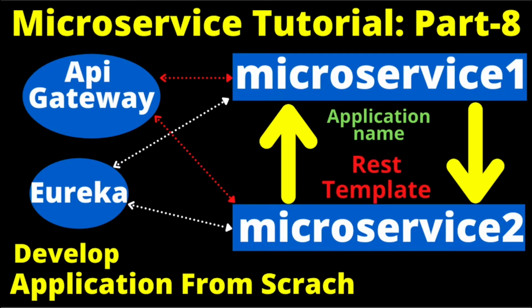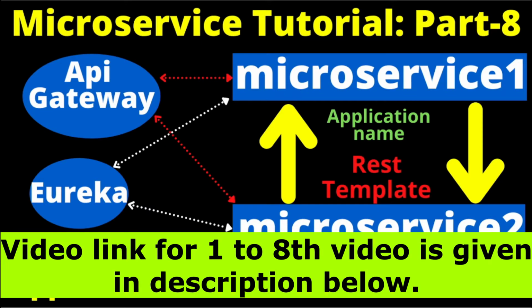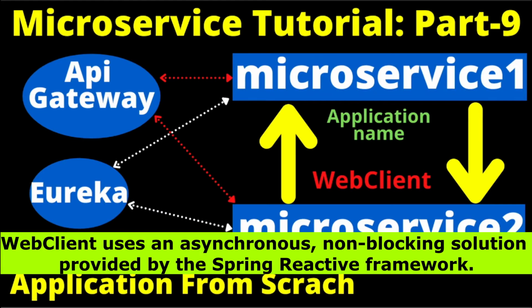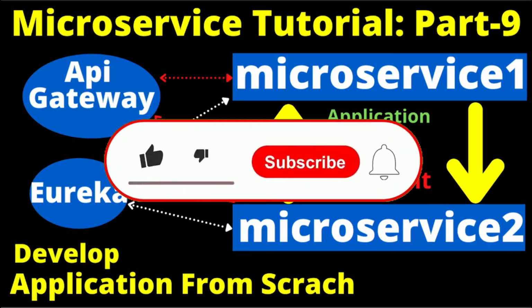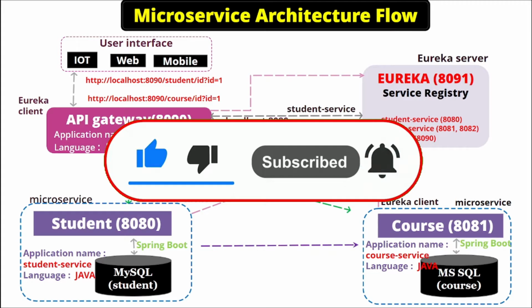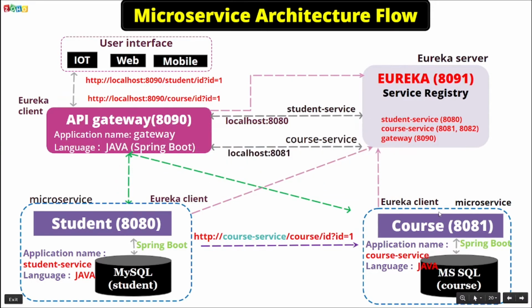In last video, we saw how one microservice can call another microservice using application name. There we used REST template to make API calls. In this video, we are going to use web client to make API calls from one microservice to another microservice using application name. To make a call from one microservice to another, we pass the application name of that particular microservice.